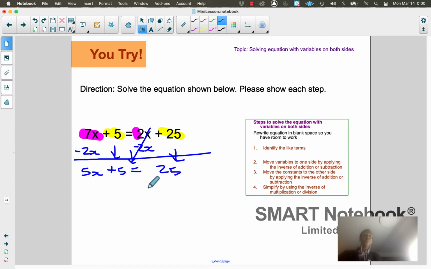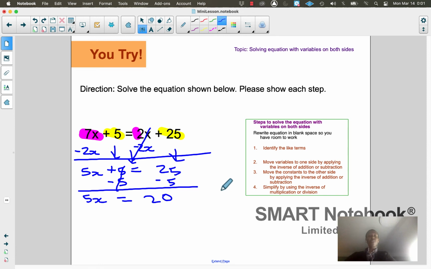We want to move the constant to the right side of the equation. What is the operation for the constant? What is the inverse? Subtraction. So we're going to subtract 5 on both sides of the equation. Very good, ladies and gentlemen. It's equal to 25 minus 5 gives us 20.